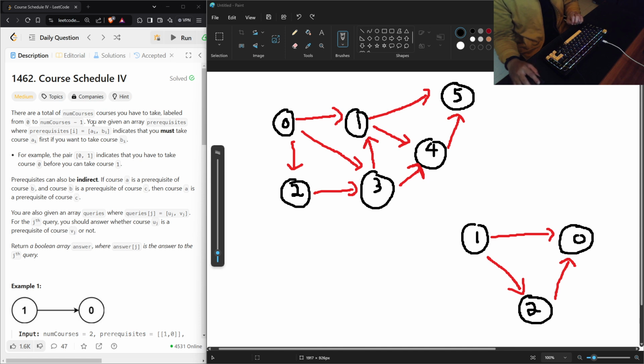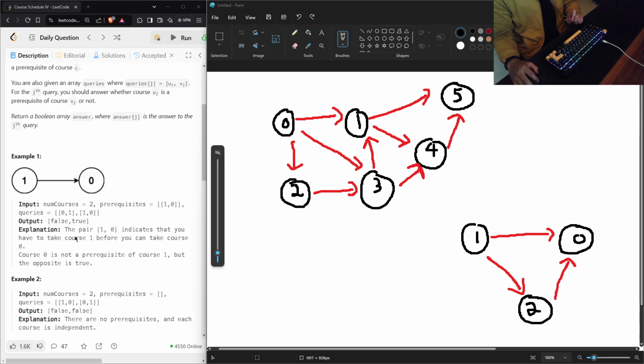What they have provided us with is a numCourses value, which indicates the number of courses that we have, and a prerequisite list wherein it indicates that course A is a prerequisite for course B. In terms of a graph, this is a graph problem where numCourses is nothing but the number of nodes in the graph, and the prerequisite list is nothing but an indication between nodes A and B, which means that node A is connected to node B.